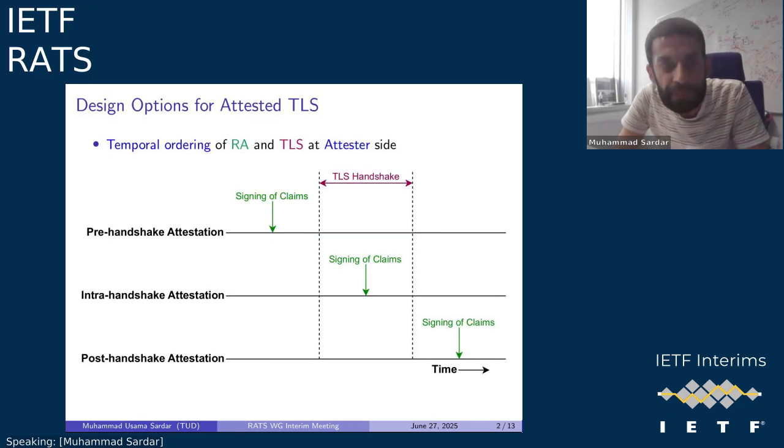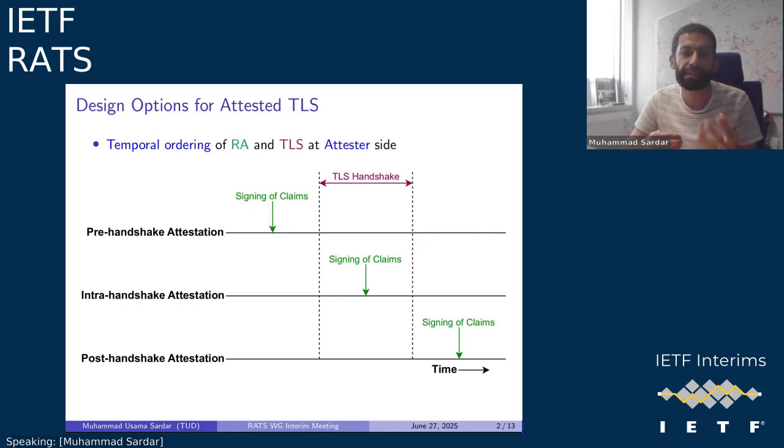Next slide, please. This is the visualization of how we see all possible solutions in the space. The green represents the remote attestation part, the point in time at which we sign the claims, and signing of the claims always happens at the attester site. So it's a one-directional view of the attester, and at what point in time relative to the TLS handshake I'm doing the signatures. This shows three different options: we can do it before, after, or in between, namely pre-handshake, intra-handshake, and post-handshake.